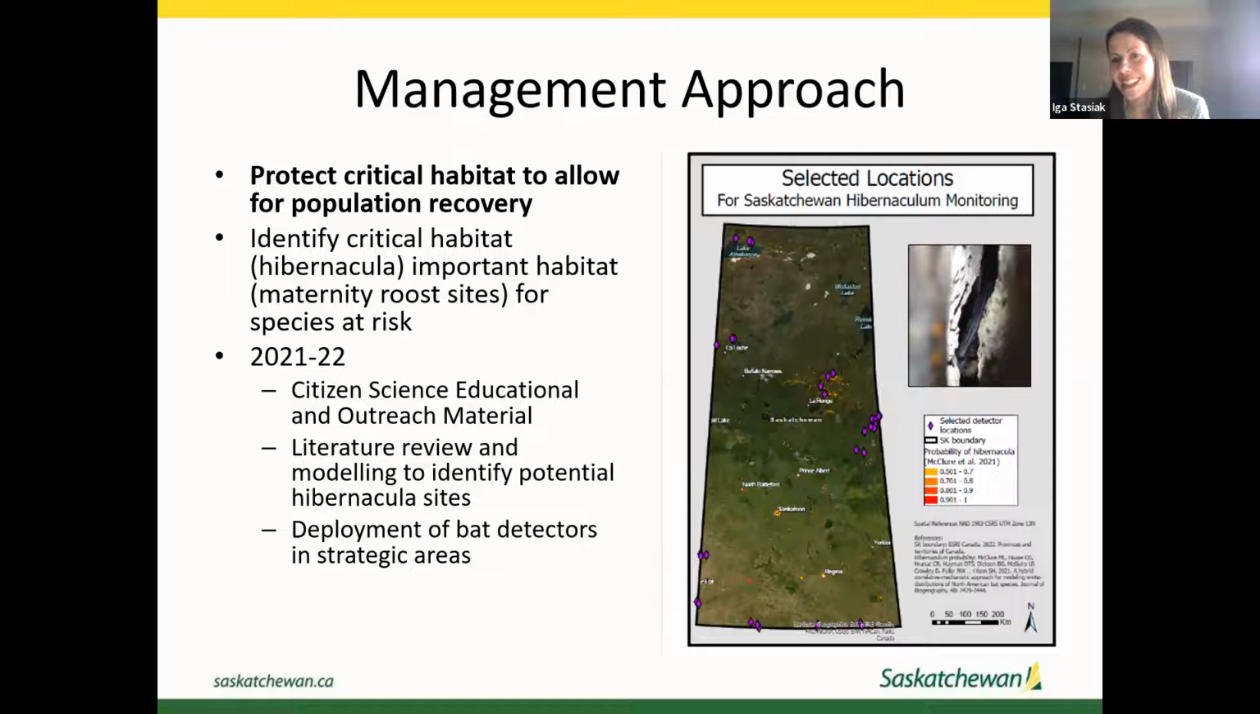In order to do that, we're relying on a citizen science campaign to identify additional maternity roost sites, and also looking at various models to try to predict where bats may be hibernating, and putting out bat detectors to see if we can identify hibernacula sites across the province. And so that's been our approach in this particular case.